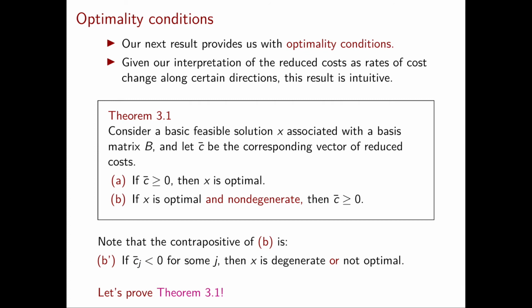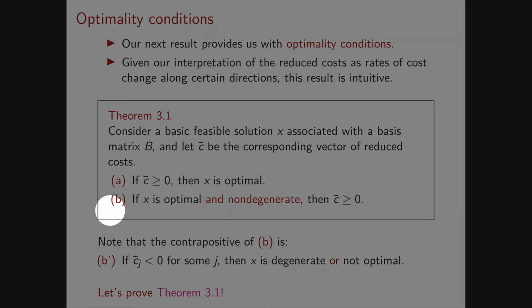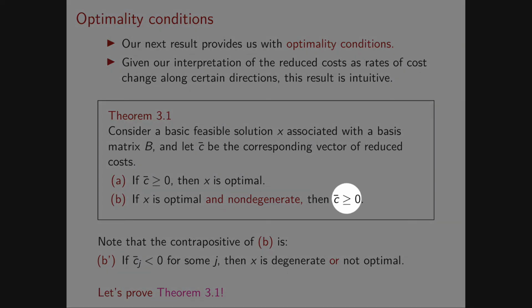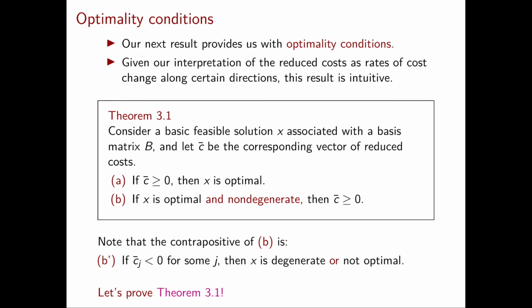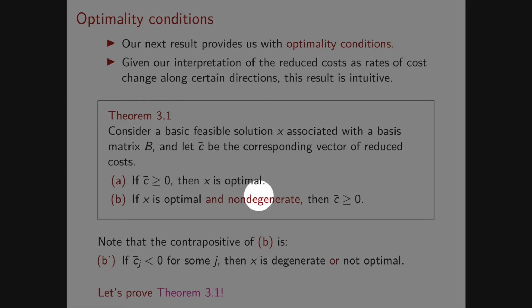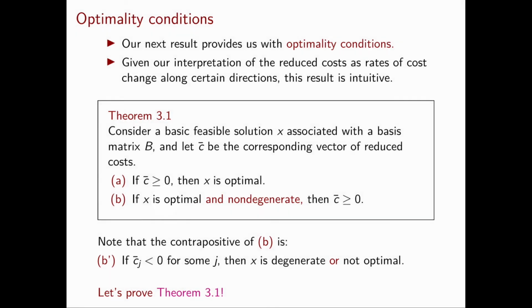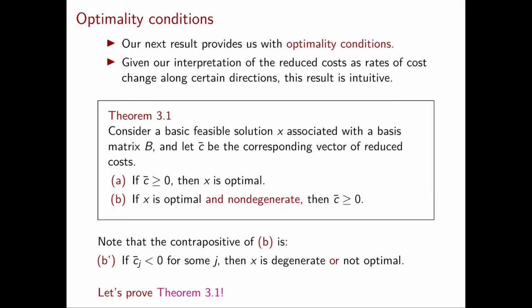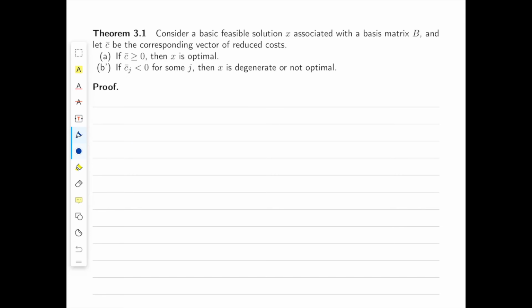For the proof, it will be useful to consider the contrapositive of statement B. Such a contrapositive is: if c bar is not greater than or equal to 0, then x is degenerate or not optimal. Here it is. I'm going to call this B prime. Now let's prove our optimality conditions. So here we have the statement of Theorem 3.1 again, where I've already replaced B with the contrapositive B prime.